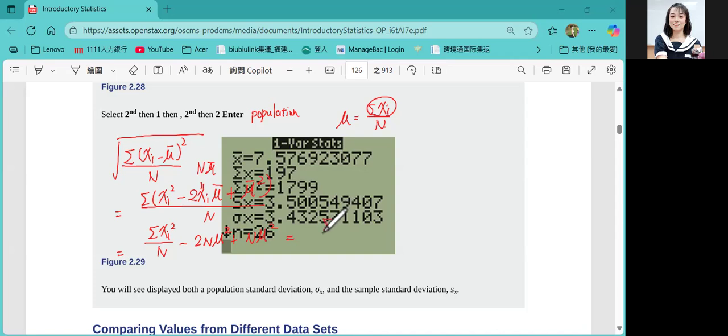So you can see it will be the sigma xi square over n, right? And subtract the mu square. So that's why it has the sigma xi square. Okay? But that's only for the population.